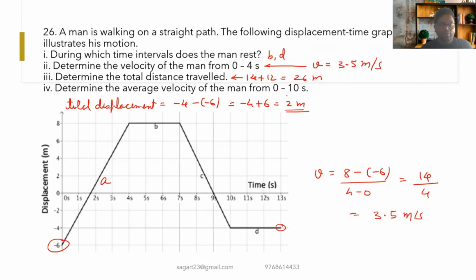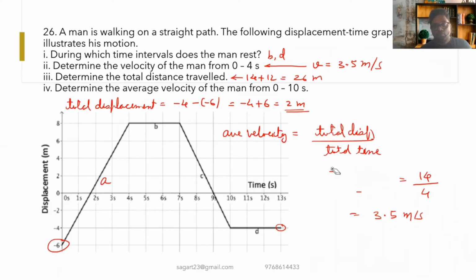Okay, now they want the average velocity from 0 to 10 seconds. So average velocity is, now what is the displacement from 0 to 10 seconds? At 0, it is at minus 6, and at 10 seconds, the body is at minus 4. So therefore it is minus 4 minus of minus 6, and this is over 10 seconds. So that will be 2 by 10, that is 0.2 meter per second.